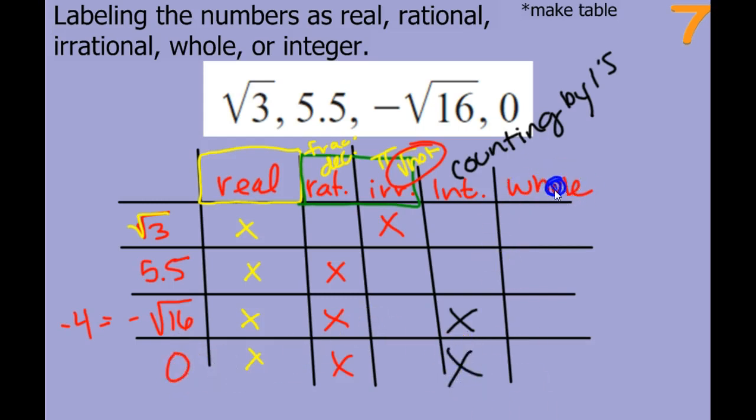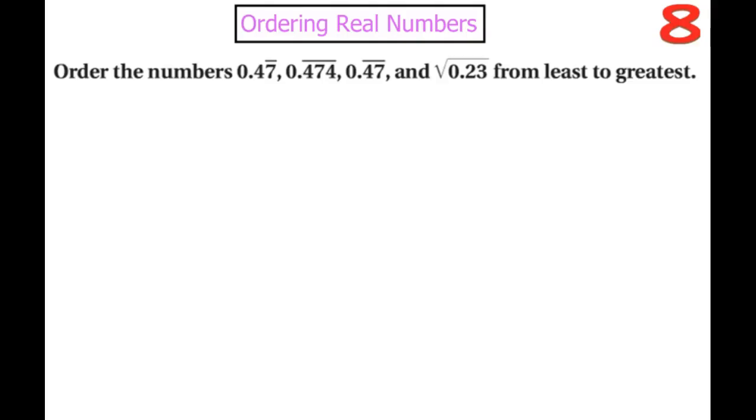Our last piece is simply whole numbers. Are these 0 or positive counting numbers? Can you have a whole cake, a whole jelly bean, a whole fill in the blank? The only one that's a counting number that's positive is 0. If I had a number like 7 out here, I would also check it for any other positive counting number. Alright, for the sake of time, I'm going to skip this problem. However, if you would like to know how to order these numbers or want to do this as a challenge, I would suggest doing that.